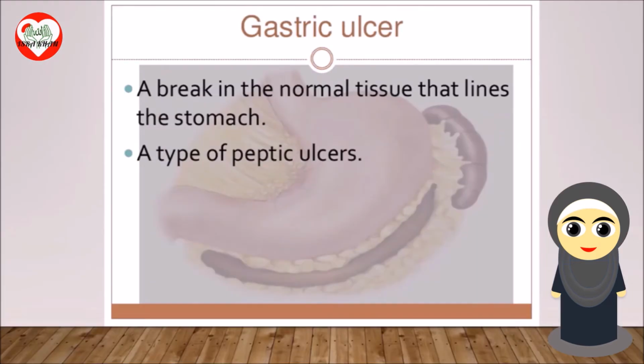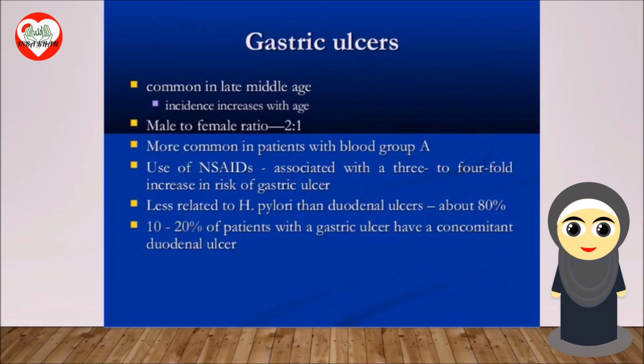Gastric ulcer is a break in the normal tissue that lines the stomach. It is a type of peptic ulcer. Gastric ulcers are mainly common in late middle age, where the incidence increases with age. Males are more prone than females, as the ratio is 2:1. More common in patients with blood group A.